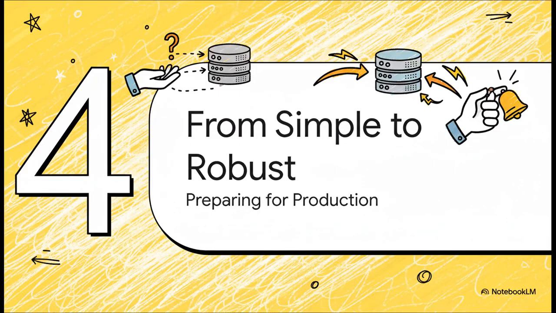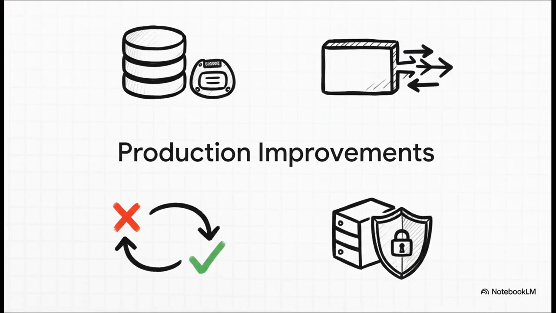So, the example we just saw works great, but it's a bit simplified. To get a webhook system ready for the real world, for a production environment, we need to add a few more layers to make it more robust, more reliable, and a whole lot more secure. Here are the big ones. First, persistence. You need a real database so you don't lose all your subscriptions if the app restarts. That'd be bad. Then, performance.